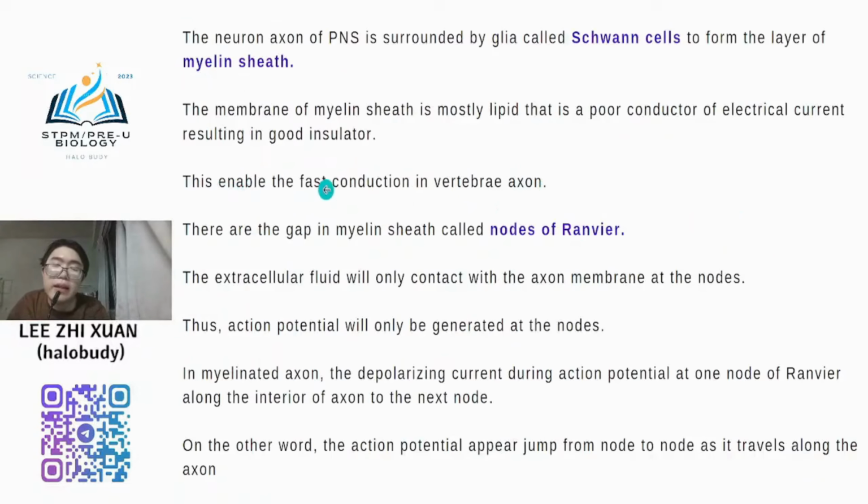So this enables fast conduction in vertebrate axons. The electrical impulse will be transmitted in a very fast manner compared to unmyelinated cells. Okay, and then I think that's all for the neuron tissue.